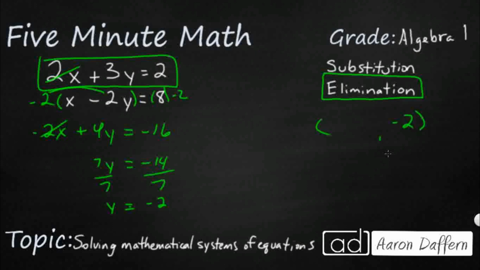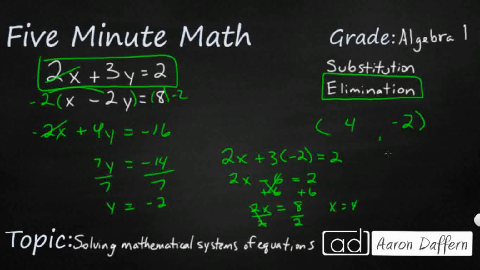Now, last time we plugged that negative 2 into the bottom one. Let's see what happens when we plug it into the top one. 2x plus 3, remember my y is negative 2, equals 2. And now I'm just going to solve for x. So 2x, that's going to be a minus 6, equals 2. Add 6 to both sides. And so that's going to be 2x equals 8, and look at that, divide both sides by 2, x equals 4, which we already knew.